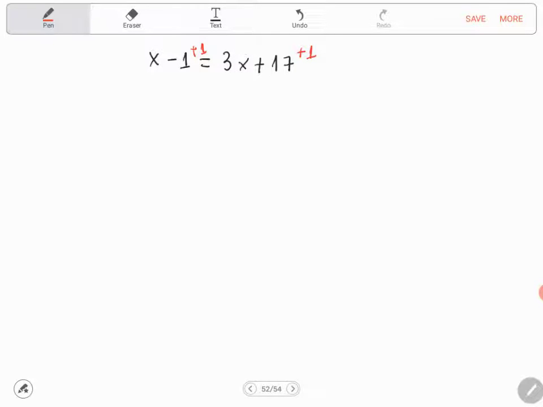3x, to eliminate it, we will add the -3x here, and the same on this side, -3x here. Then we will organize the equation. X minus 3x minus 1 plus 1 equal 3x minus 3x plus 17 plus 1.